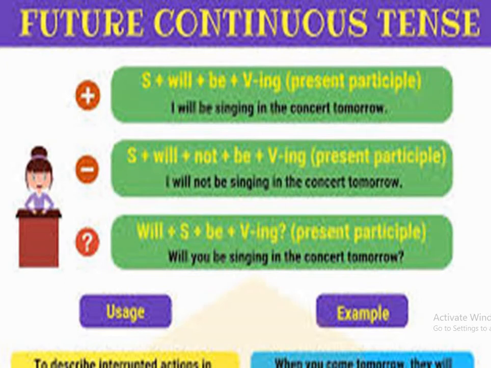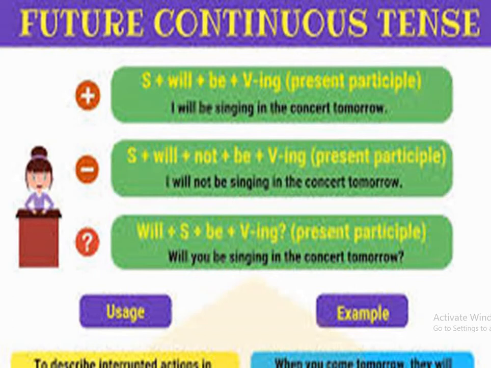Now if we change the same sentence into a negative sentence, it will become subject plus will plus not plus be plus ing form of the verb. For example, I will not be singing in the concert tomorrow. And the last is interrogative, where the syntax goes like will plus subject plus be plus ing form of the verb. So the example is, will you be singing in the concert tomorrow?